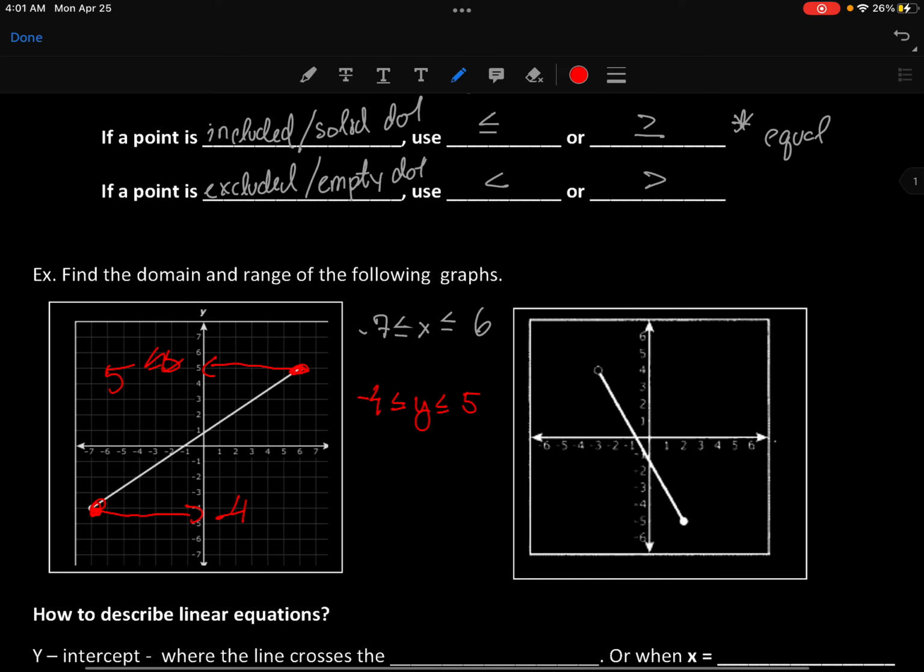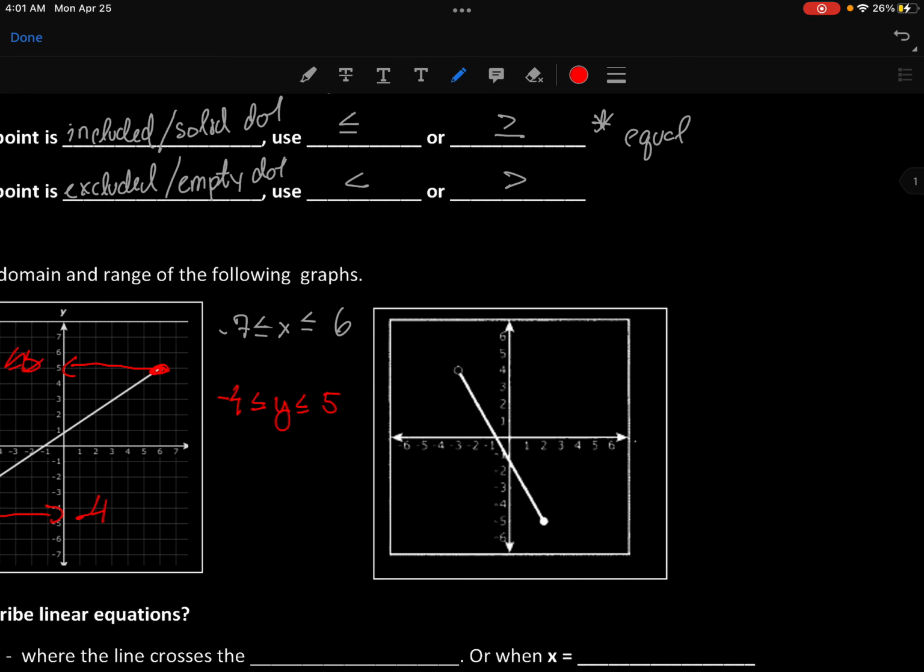Now let's do this one. The domain starts at -3 and ends at 2. But is -3 included? No. So the domain is -3 less than x, which is less than or equal to 2. The range starts at -5 and ends at 4. So the range is -5 less than or equal to, because -5 is included, y less than, oops, not less than or equal to, just less than 4. Domain and range, boom, simple.